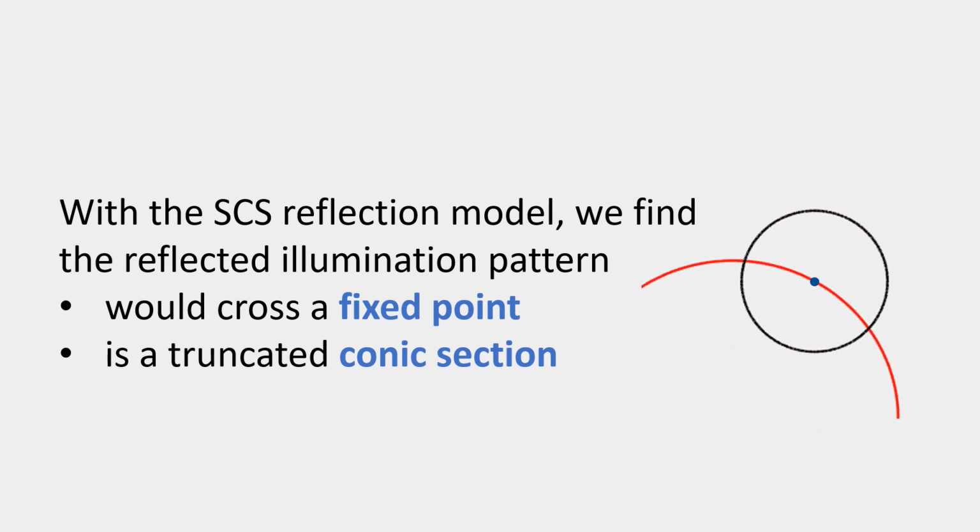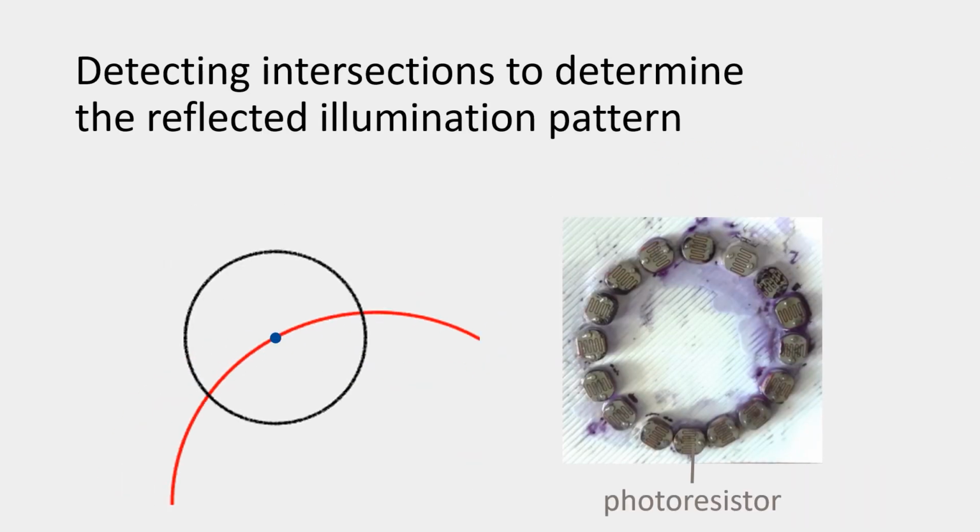First, keeping the other settings the same, whatever the SCS microstructure angle is, the reflected illumination pattern would cross the same fixed point. Second, we found that the reflected illumination pattern is one truncated conic section. Then we could simplify the detection task.